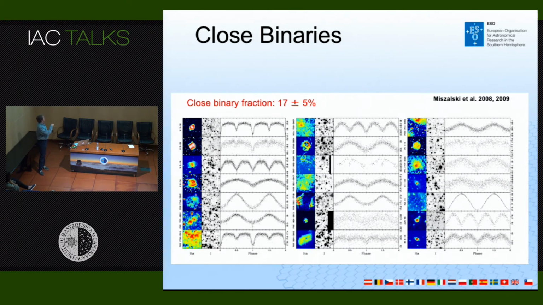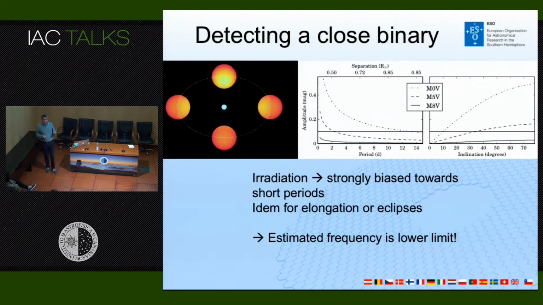And what is then interesting is that what they found is that the close binary fraction in planetary nebula is about 17 plus or minus 5% or so. This, however, must be a lower limit, because in most cases the way we detect these close binaries is by what we call irradiation effects. Because we have a main sequence star and a white dwarf, and the white dwarf is so hot that it is irradiating one side of the main sequence star, but not the other side. So the main sequence star has a hot side and a cool side. So depending on which side you see, either the hot one or the cool one, you will see a modulation in the light curve, and this is how we can detect them.